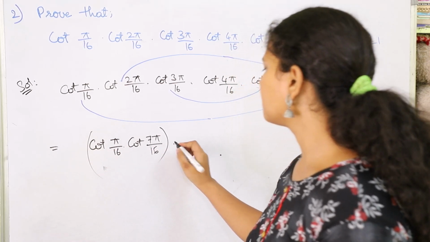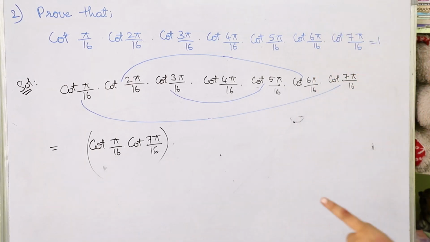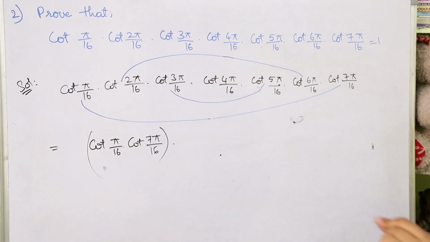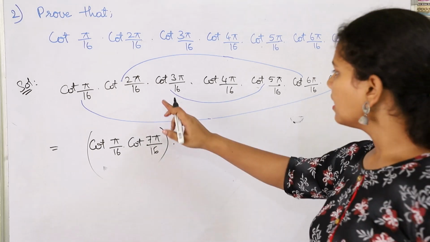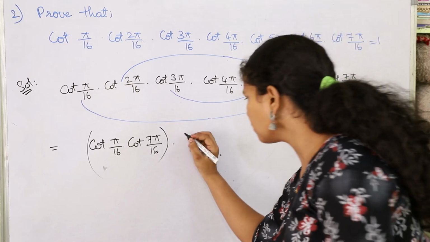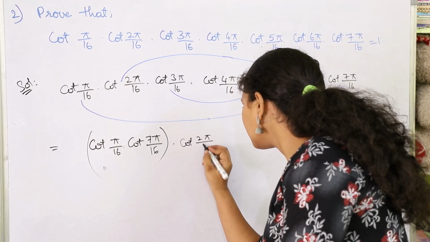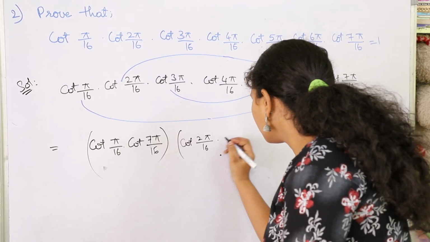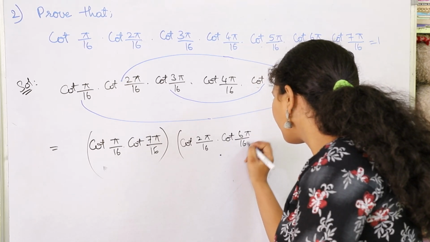Again, into. So guys, I'm just representing into as a dot. Now don't take this as a decimal point, it's into. So here you have cot pi by 16 into cot 7 pi by 16. Again, multiplication with what? Cot 2 pi by 16 into cot 6 pi by 16.